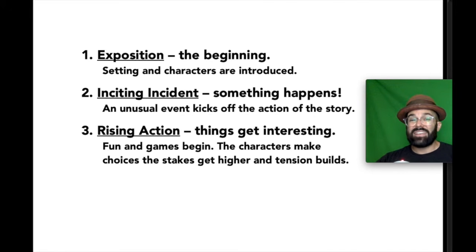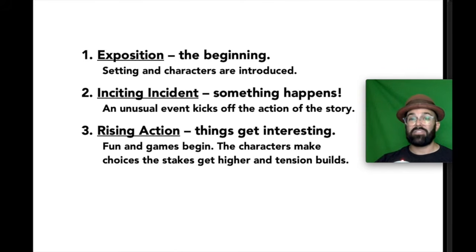Next, we have the inciting incident. And this is where something happens. We've been introduced to the world through the exposition, and now we see what's normal. And then something out of the ordinary happens, which changes everything, which gets the story started. Some sort of an unusual event kicks off the action of the story. Something happens. The characters are suddenly faced with an extraordinary choice that they have to make. Something has happened, and they have to react to it. They have to. That's the inciting incident.